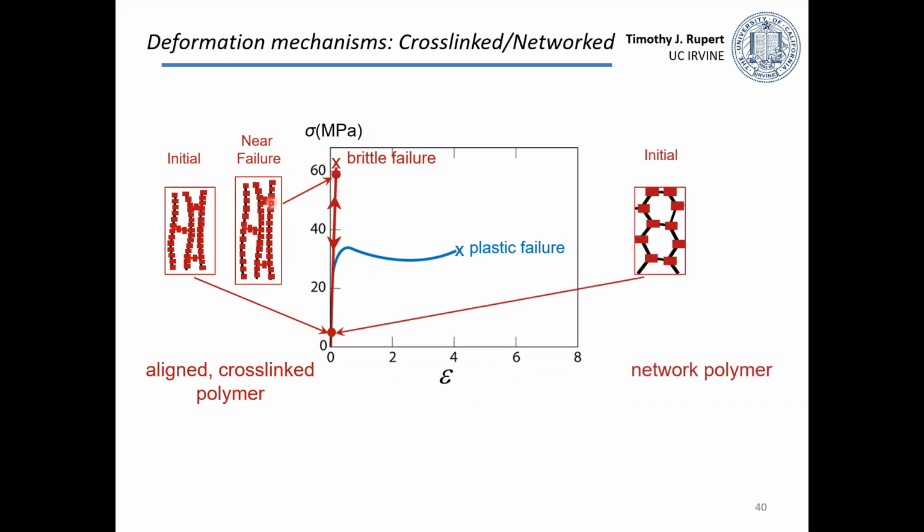This type of behavior is also seen in network polymers. So these are those 3-dimensional polymers. Again, we have a lot of connections in these different directions. That means it's hard to deform that, but once we start to break them, this thing can just shatter and be very brittle.